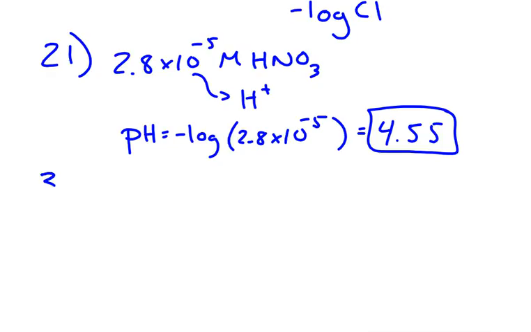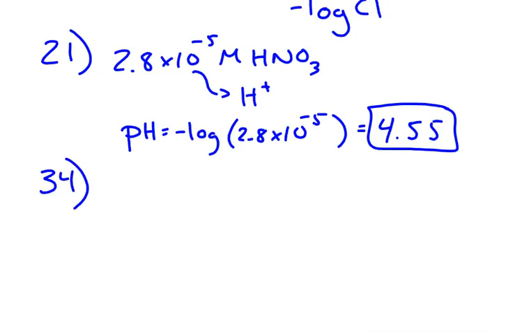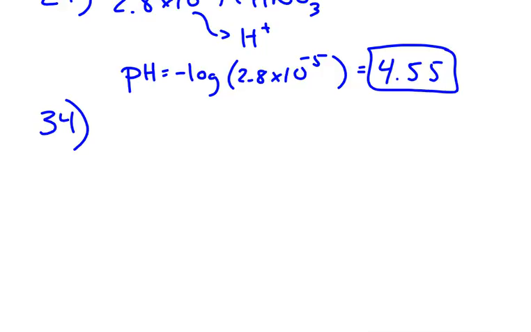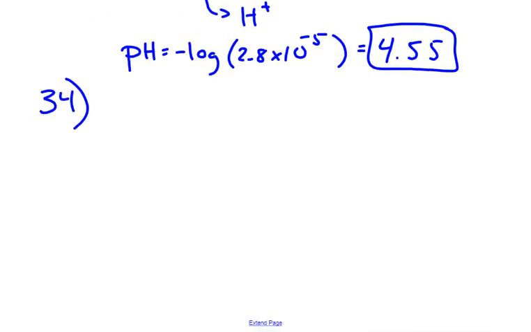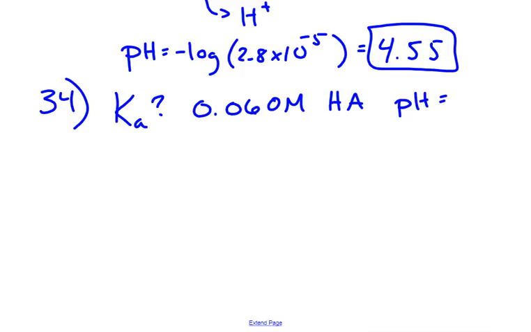Let's go to 34. So I'm going to do this a little bit with you because 34 has a little bit extra pizzazz with it. So here we go. Calculate the Ka of a 0.06 molar weak monoprotic acid with a pH of 3.44. So I want to know the Ka of a 0.060 molar weak monoprotic acid. So you could have a generic acid like that if the pH equals 3.44.